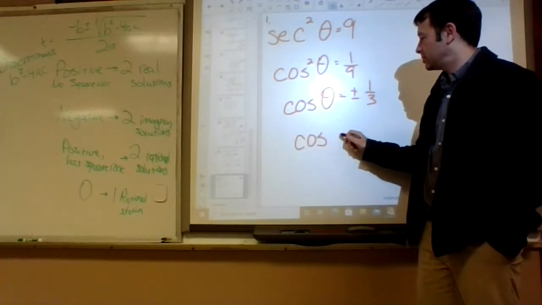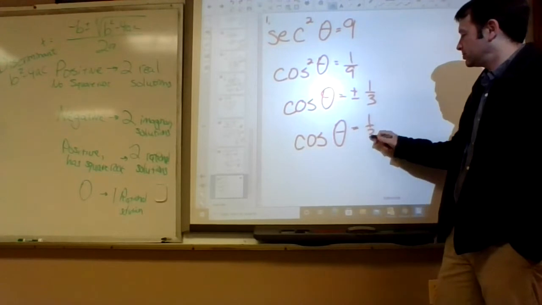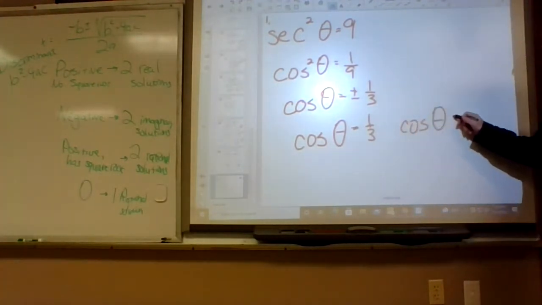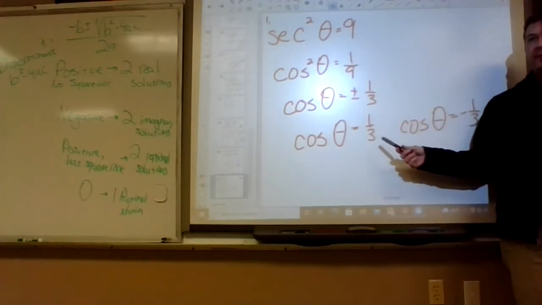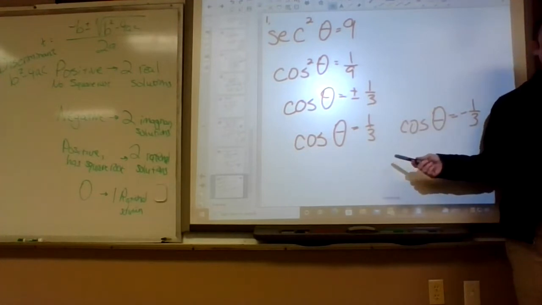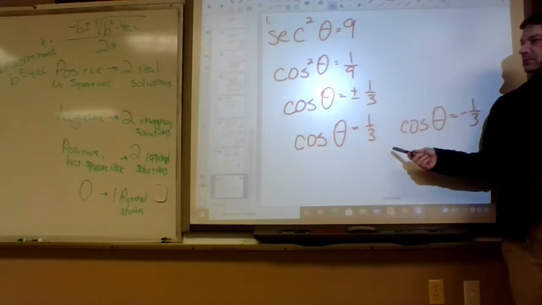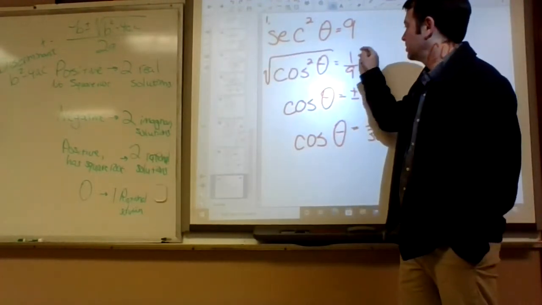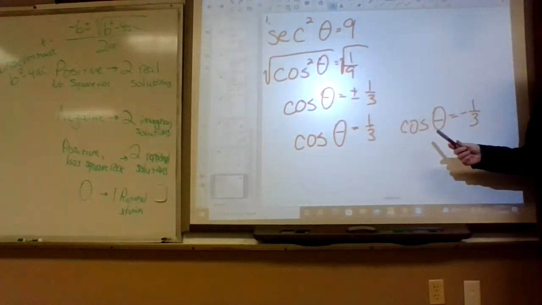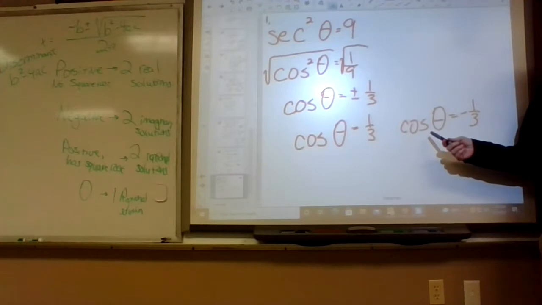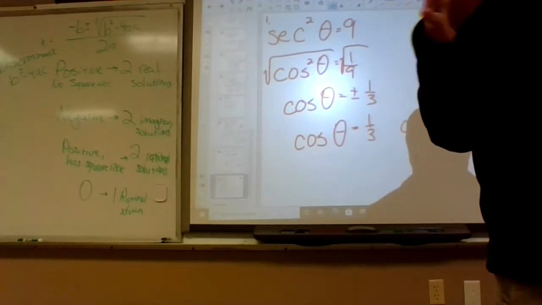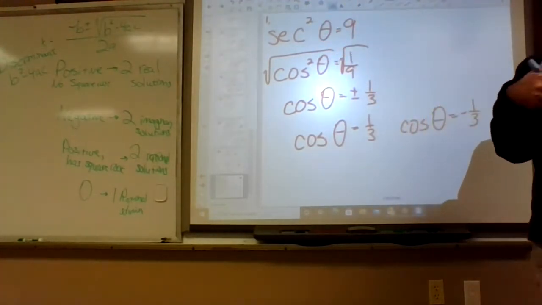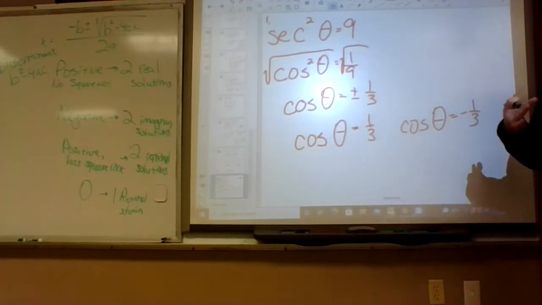So cosine of theta could equal 1/3, or cosine of theta could equal negative 1/3. So we need a calculator. Did you square root that? I square rooted it right here. Alright, here's the thing though, if you read the directions, it says theta should be everything from 0 to 360. We gotta find all the answers from 0 to 360 that would work with these.